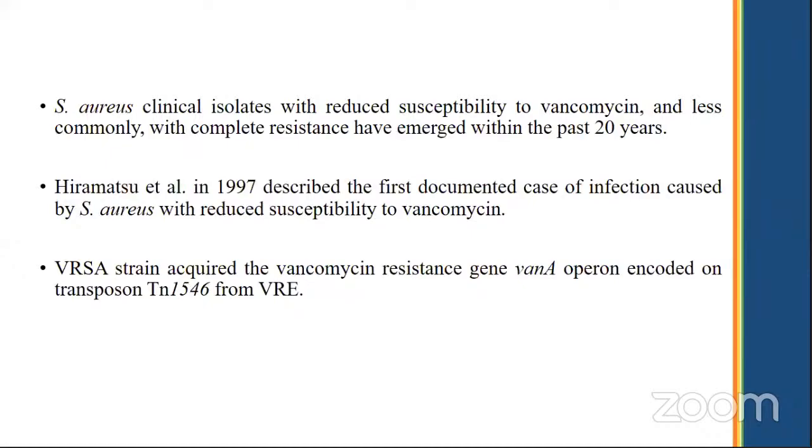Staphylococcus aureus clinical isolates with reduced susceptibility to vancomycin, and less commonly with complete resistance, have emerged within the past 20 years. Hiramatsu et al. described the first Staphylococcus aureus with reduced susceptibility to vancomycin.